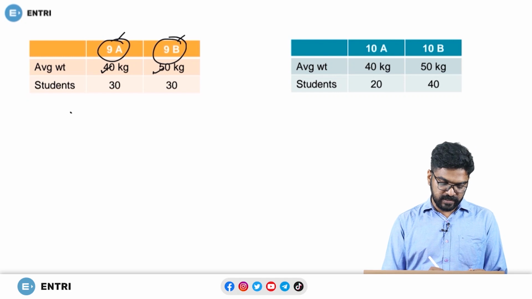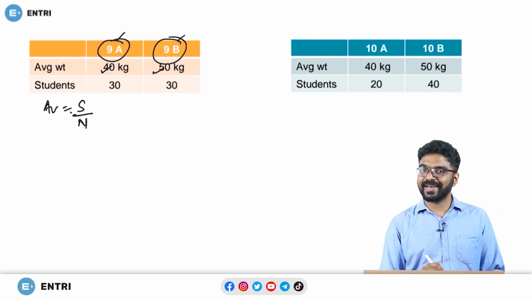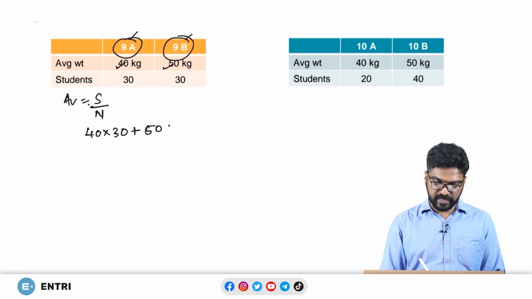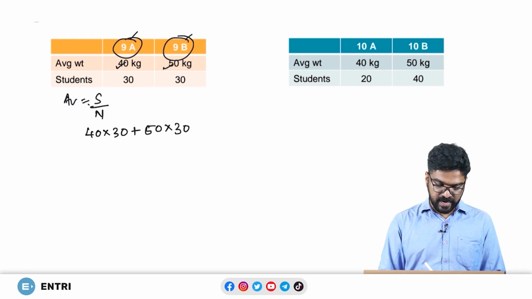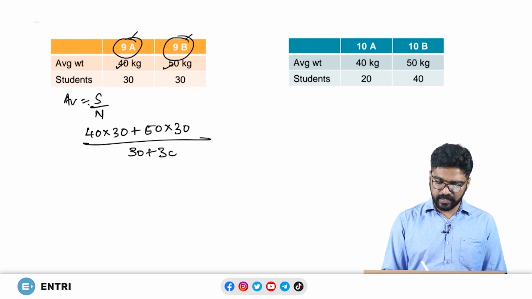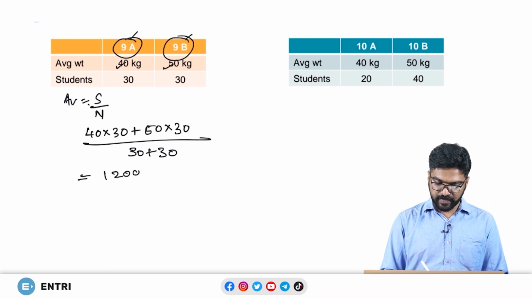Now how will we do it? We know that average is nothing but sum divided by number of terms. So what is the sum here? We have to calculate the total sum of the weights. So 40 into 30 plus 50 into 30 will be the total weight of the entire students in 9th class, divided by the total strength of the students, which is 30 plus 30. When you add this up, we'll get 1200 plus 1500 divided by 60.